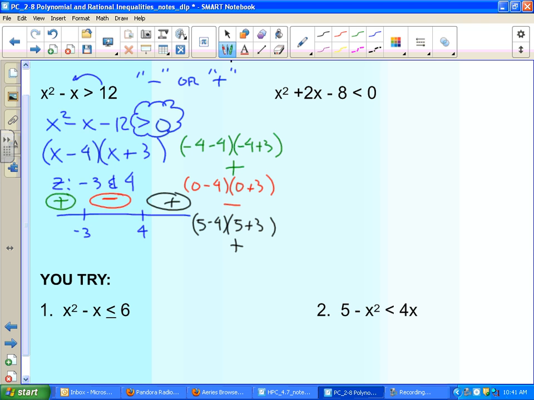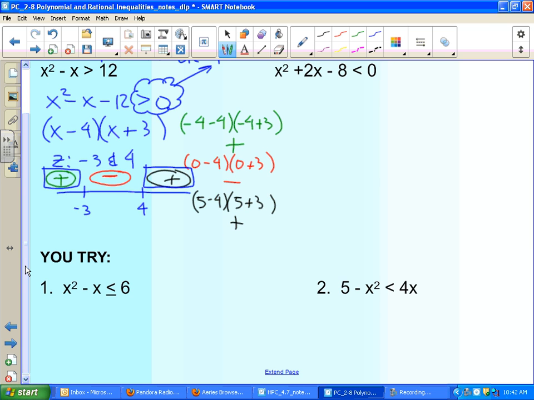What does greater than 0 mean, Evan? I'm looking for positives, so I want to go find those. And here they are. There are my positives. And therefore, my answer would state, I want everything from negative infinity to negative 3, because that's where positives hang out. Then I'm going to union them, because I've got this gap in between, with 4 to infinity. There's my solution.